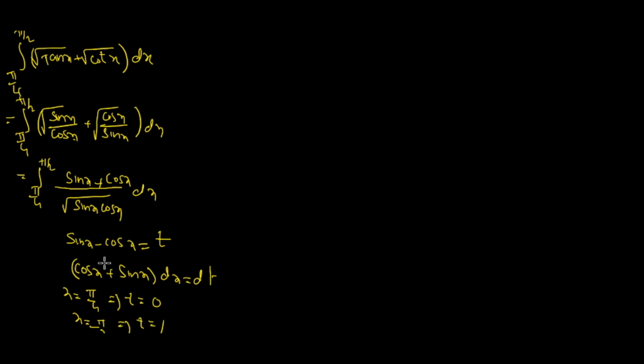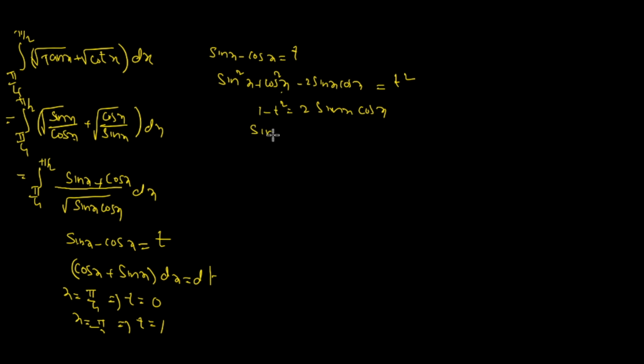Here we need sin x into cos x. Squaring on both sides of sin x minus cos x is equal to t, we get sin square x plus cos square x minus 2 sin x cos x is equal to t square. Sin square x plus cos square x is 1, so 1 minus t square is equal to 2 sin x cos x. Therefore sin x into cos x is equal to (1 minus t square) by 2.